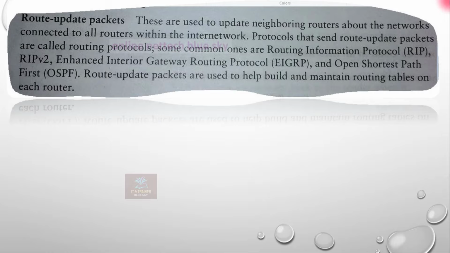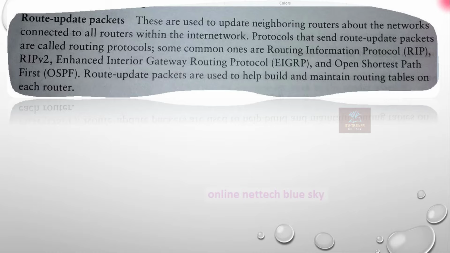These are used to update neighbor routers. Neighbor routing means a router near some other router, so that data can be sent to another network. Why? Because the network connects all routers within an internetwork. The protocols that send routing update packets are called routing protocols.